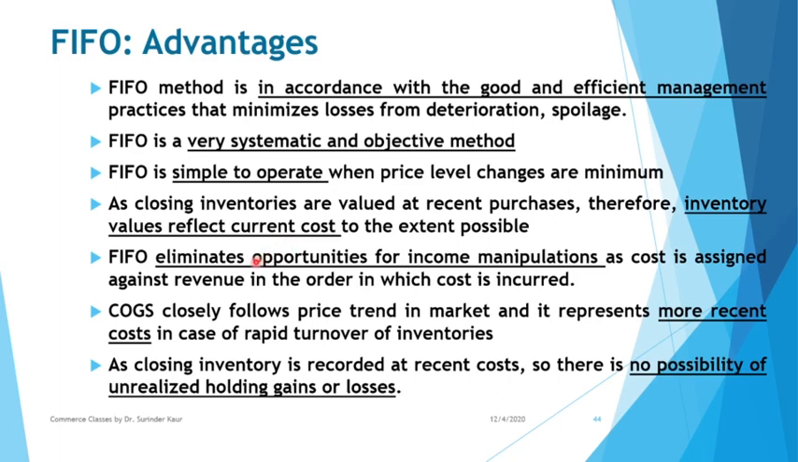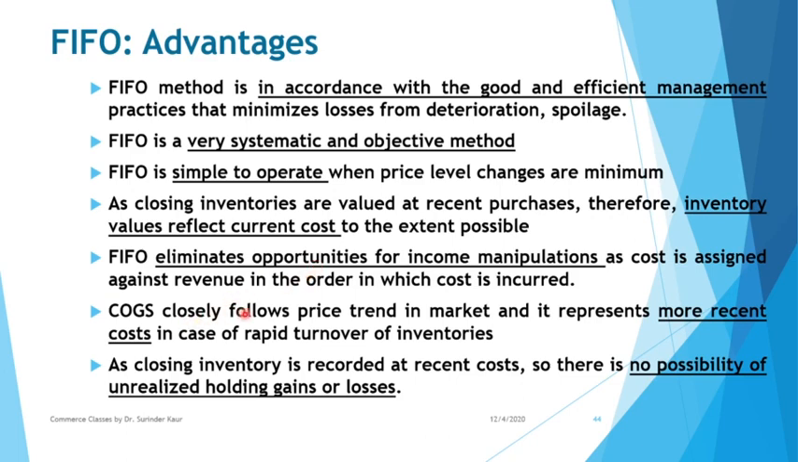Okay, we'll come to that. Now, this method eliminates opportunities for income manipulation. That is very right, because the system does not give you freedom to charge the cost as per your own requirement. The system requires you to charge the cost according to first in first out approach. So cost is assigned in the order in which the cost is incurred. So you cannot manipulate the records.